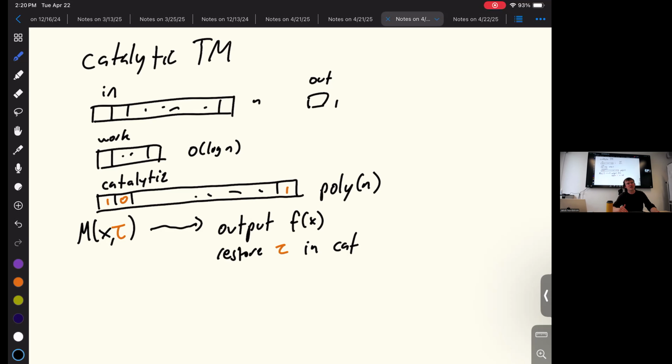In the interior, it is changed. It undergoes a transformation, but somehow at the end of it, that transformation is then reset or restored. And so in particular, this catalytic condition is exactly that. Is there something that we can do using this space, despite the fact that we have to reset it, regardless of what it is, that we couldn't do with just basic log space?